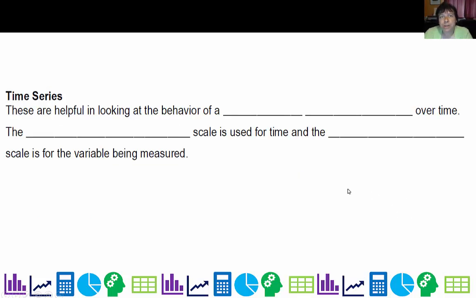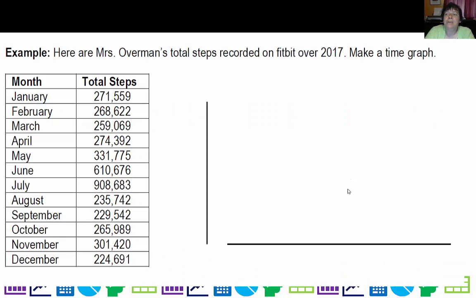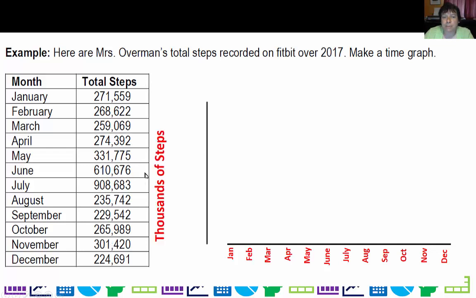Now, time series is another way to look at quantitative data. So we look at the behavior of a measured variable over time. The horizontal scale is used for time, and the vertical scale is used for the variable being measured. And here are some actual steps that I did in 2017. So these are off of my Fitbit. And January, I had 271,000. February, you see 268. So what I'm going to do is I'm going to go ahead and graph these over the course of the year by putting the months on the horizontal axis. Now, to make my life easier, I'm just going to say thousands of steps, all right?